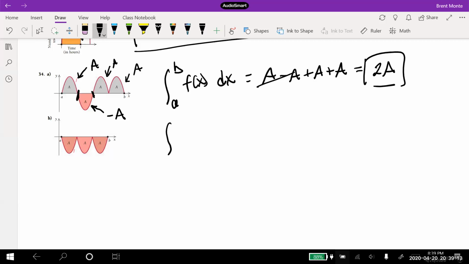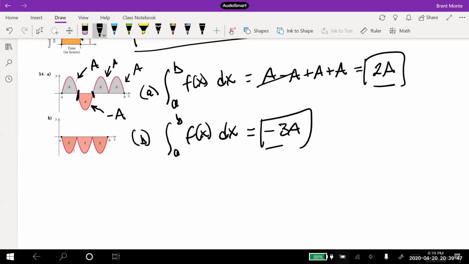And so thinking about that the same way for part B, if I've got the integral from A to B of f of x with respect to x, think about what that one is. All of those are below the x-axis. So the area is A, but the integral is negative A. Area is always positive. But to show that area below the x-axis, we call it negative A. That's what the integral would be. So in this case, the answer is just negative 3A. So we had negative A, negative A, negative A. So of course we had negative 3A.